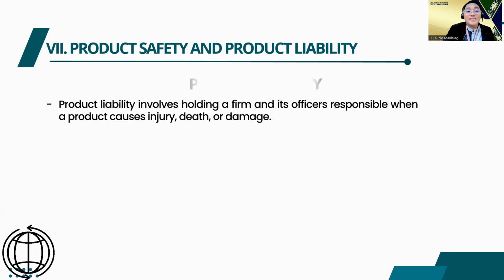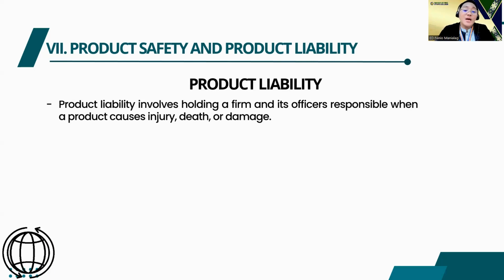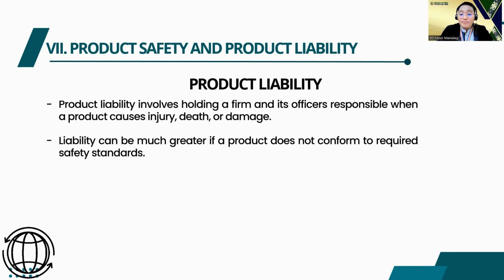Now, next one is product liability. Product liability involves holding a firm and its officers responsible when a product causes injury, death, or damage. The liability can be much greater if a product does not conform to required safety standards. Both civil and criminal product liability laws exist. Civil laws call for monetary damages, while criminal liability can result in fines or imprisonment.